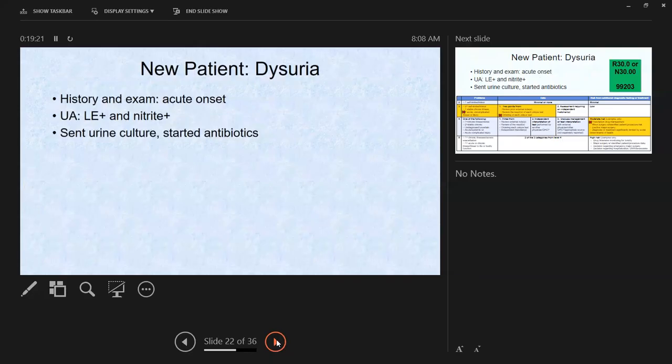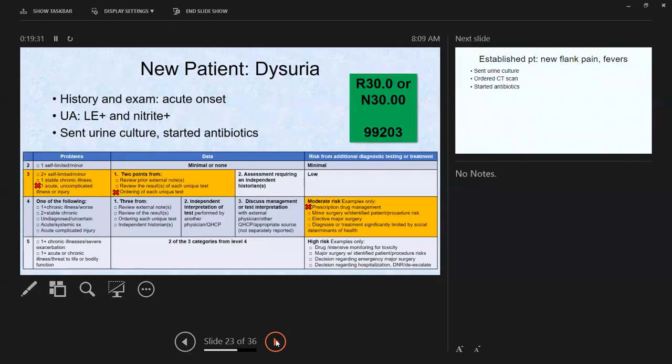A new patient presents with dysuria, healthy patient, acute onset. You check the urinalysis, it's leukocyte esterase and nitrate positive. You send a urine culture and start antibiotics. So I would consider, in this case, this is most likely acute cystitis. This is an acute uncomplicated illness or injury, should resolve completely. You ordered 2 tests, a urinalysis and a urine culture, and prescription drug management. So now this is a new patient, level 3, because 2 of the 3 categories are level 3. This is a 99203 patient.